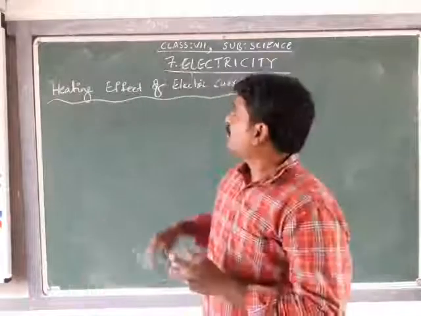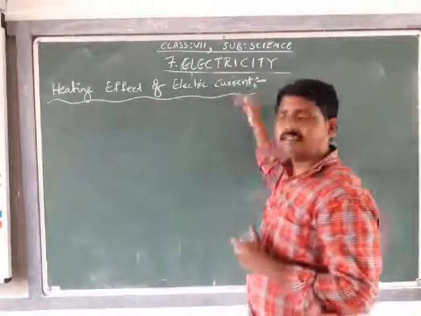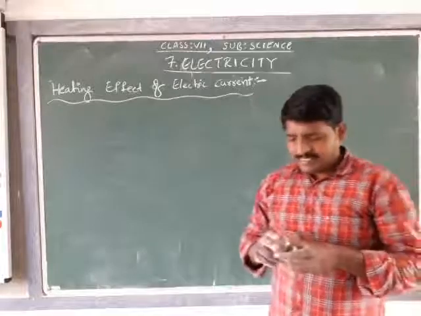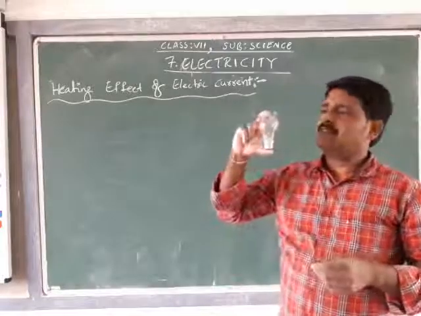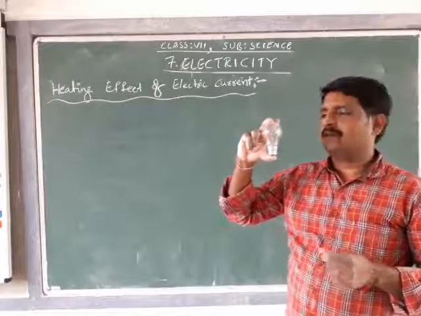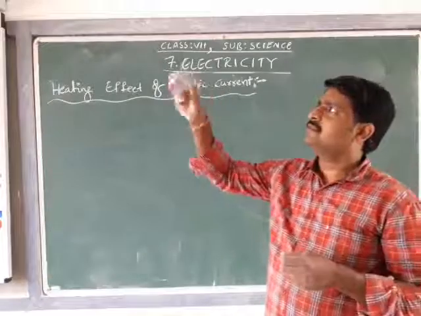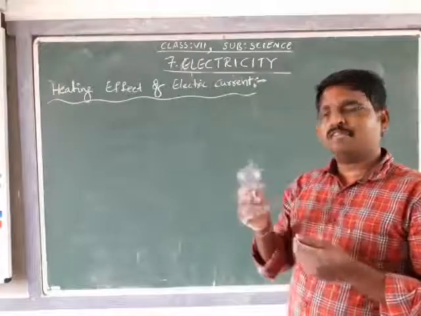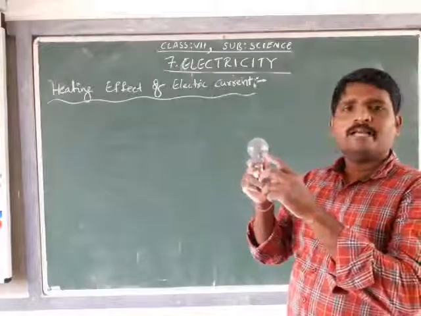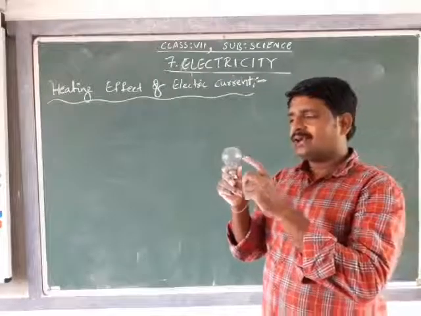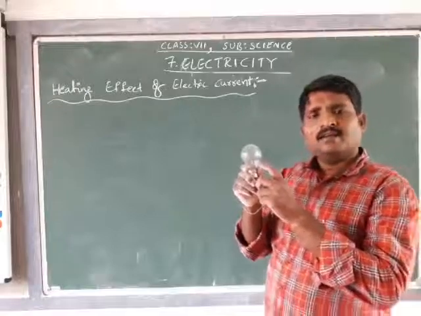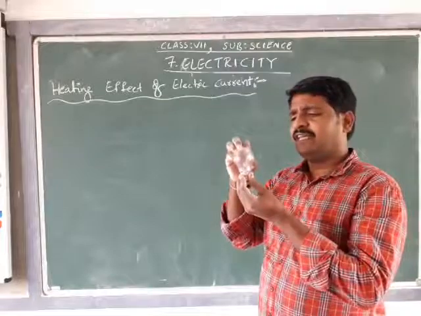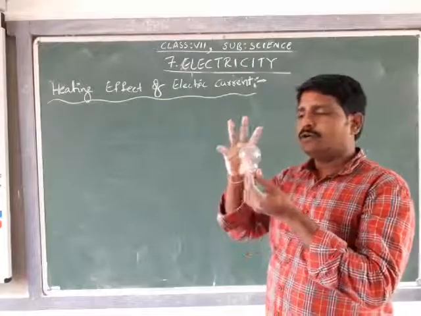Now the next topic is heating effect of the electric current. To understand this, suppose we connect this bulb to the electric current and plug it into the electric holder. If we switch on for some time, we notice that the filament of the bulb gets heated, and that heating makes the bulb glow.